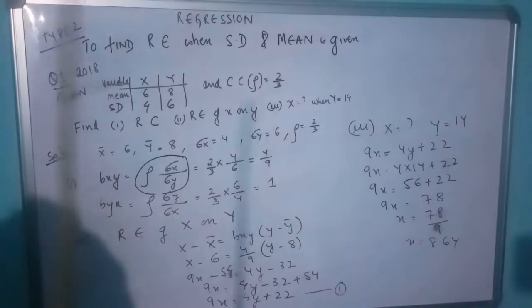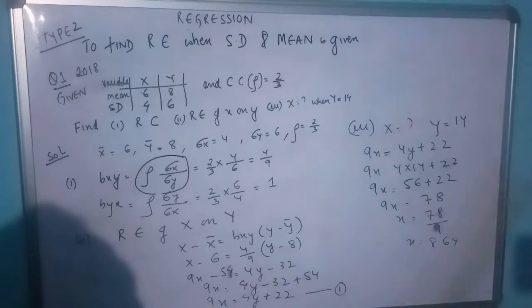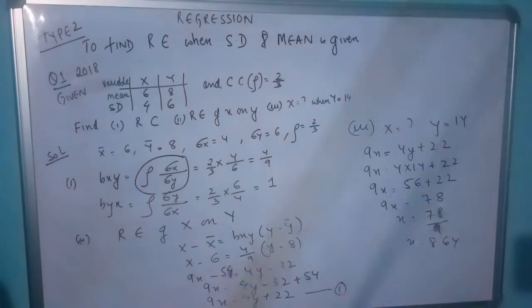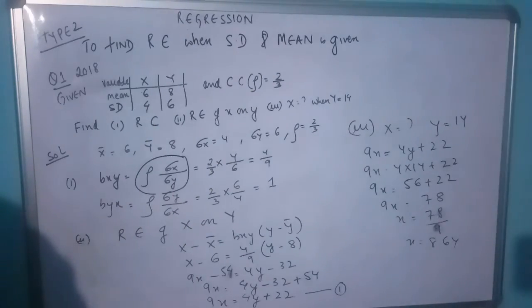So basically, what I'm trying to do is convert the entire topic into types so that you can remember the types. Remember that only these types are going to come in your ISC examination. So instead of practicing 40-50 questions, the moment you see a chapter on regression equation, you know that you just have to practice three types of questions. First type I've already explained in my lecture 2. This is type 2, lecture 3, and there's one more type 3 that I'm going to upload tomorrow, hopefully.